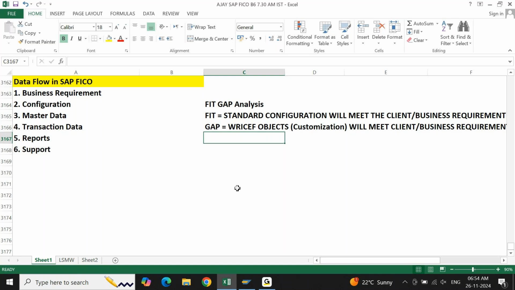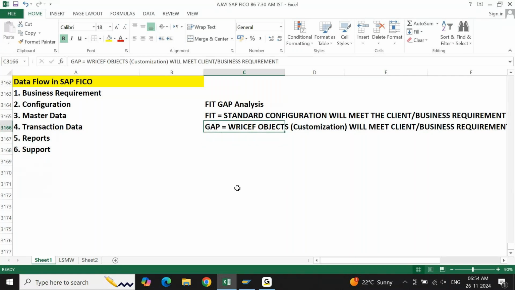You need to understand whenever you're talking about fit, you're talking about straight fit with the help of standard functionality or with the help of standard system configuration, your business requirement is met. When you're talking about gap, meaning whatever is there in the standard SAP, client is not okay with it, or client process is not fitting in it. You need to do some kind of customization. Whenever we are talking about customization, we are talking about RICEF object.